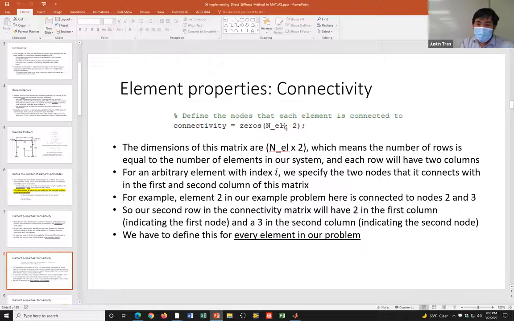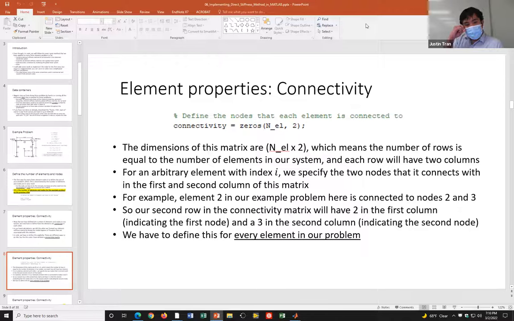And so the first thing to note here is the size of this matrix, okay? You can see that it's a matrix because we have 2 entries here, okay? And you can see here that the first entry that we have here is the number of elements, right? And since we're defining a matrix, that means that this first entry right here defines the number of rows that we have, right? And so that means we're going to have 1 row in this connectivity matrix for each element that we have in our system. And so since we have 3 elements, that means our connectivity matrix is going to have 3 rows.